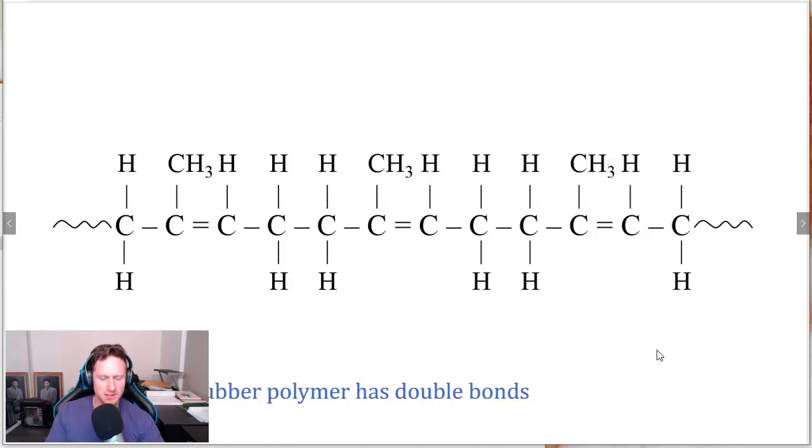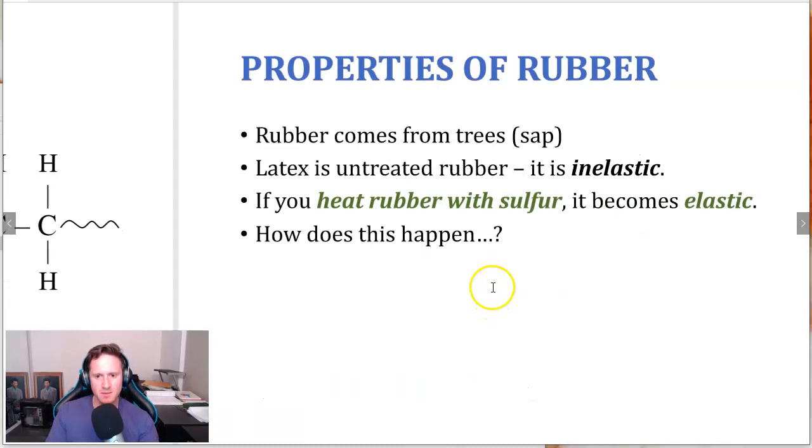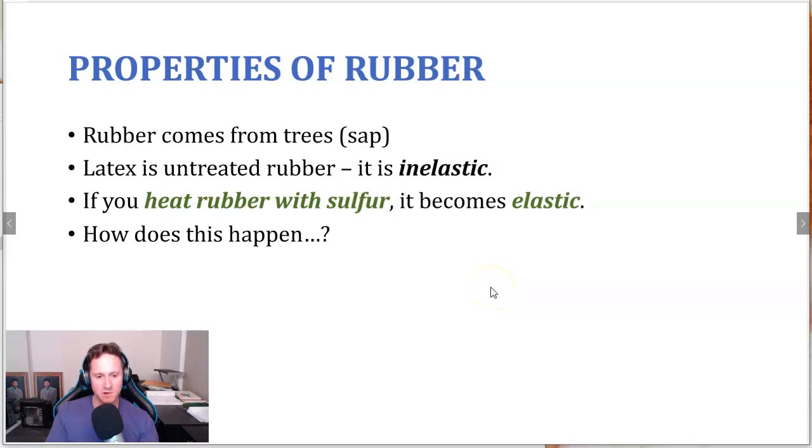You may have been surprised that rubber is not synthetic. Rubber is actually a natural substance. You might want to look up where rubber actually comes from. I've got a bit of an example here, but you might want to have a look at what those trees look like. It's sap from certain trees. Latex is untreated rubber, which is inelastic.